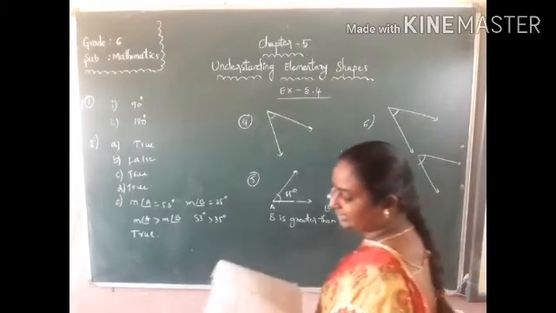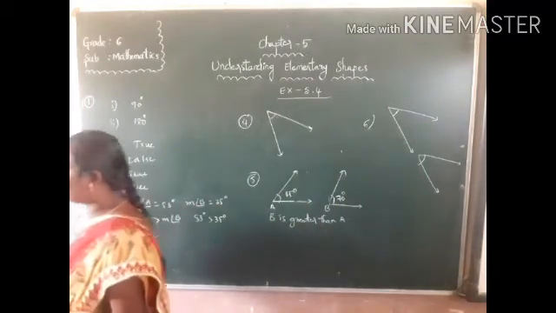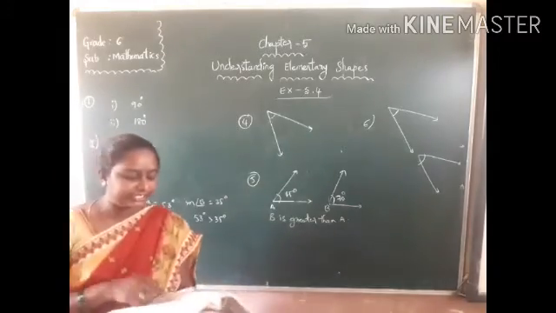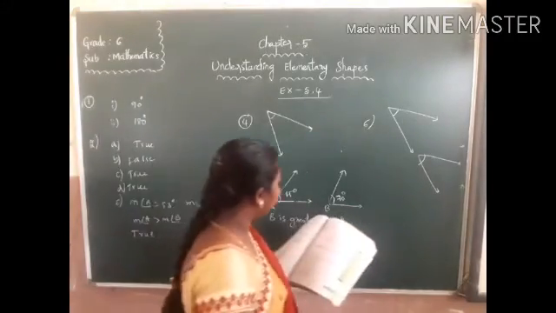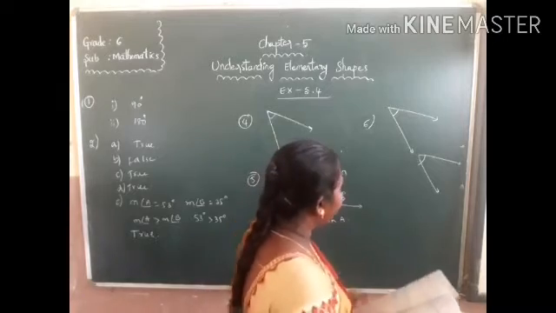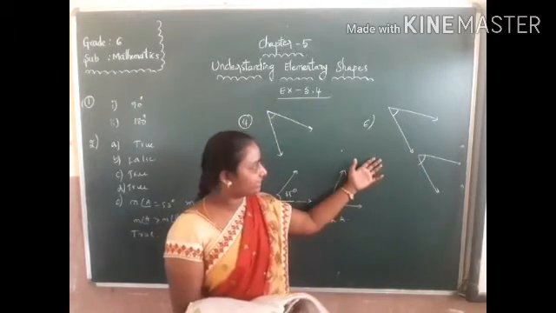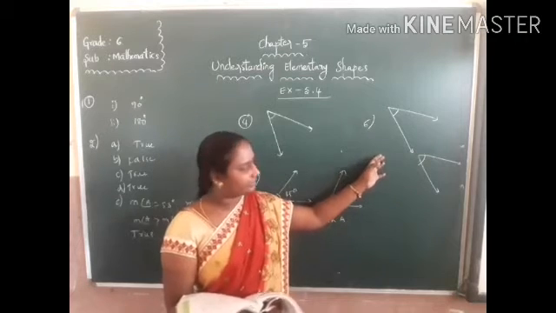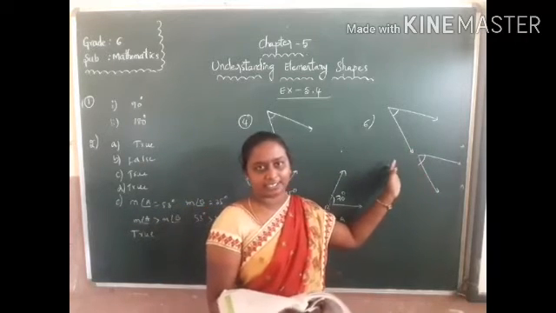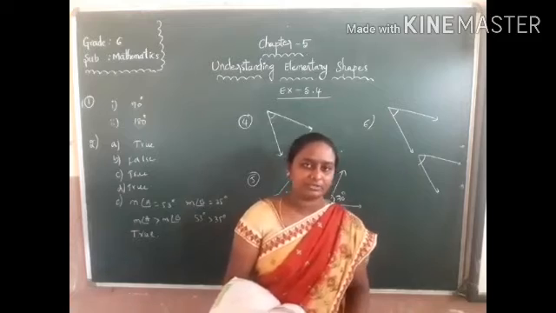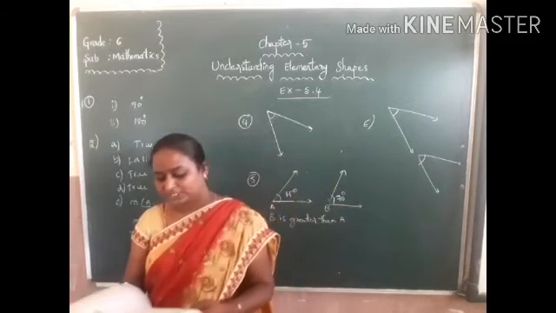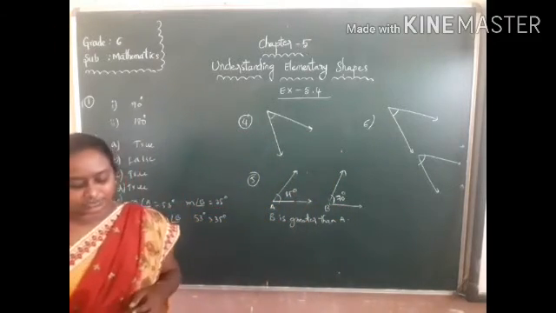Estimate these two angles. Which angle has larger measure? This one also you have to measure with the help of a protractor. After measuring the angle, you write which angle is greater. Okay? So this one also you have to do. And next, filling the blanks also there.